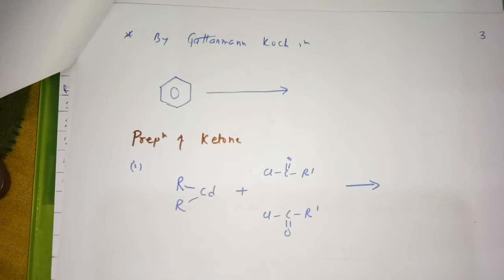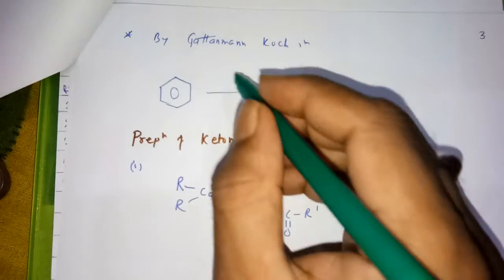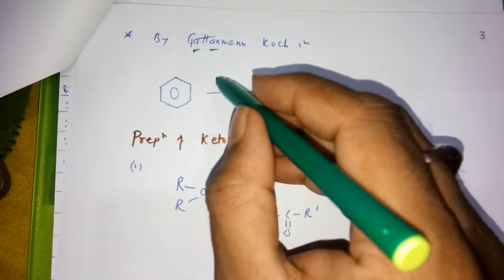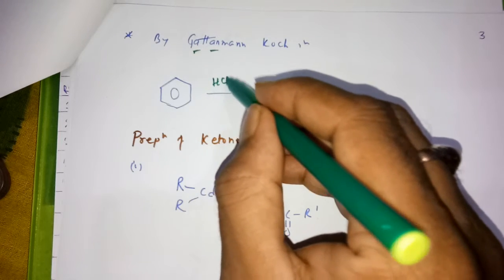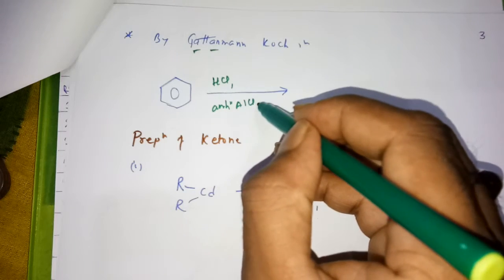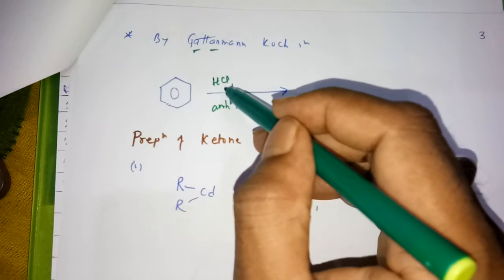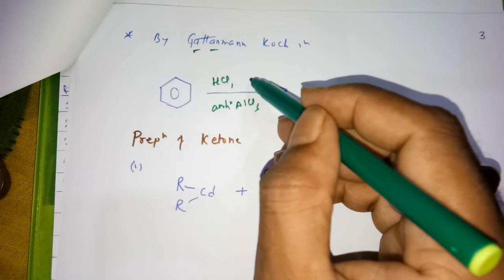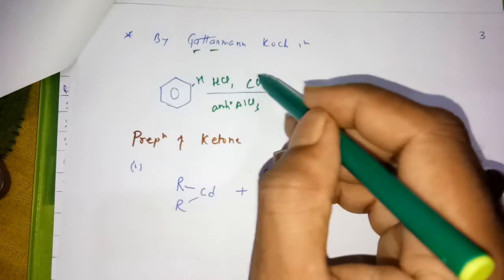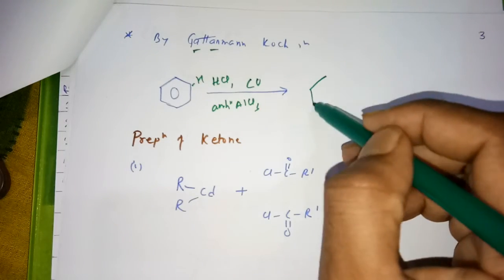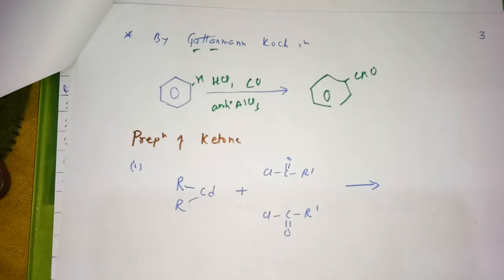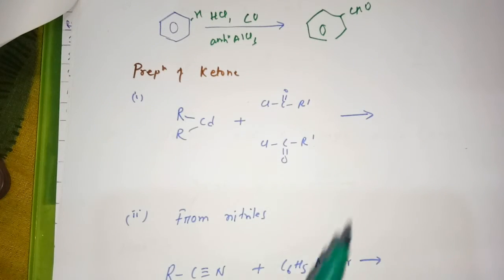Next, by the Gattermann-Koch reaction. In the Gattermann-Koch reaction, the two A's mean acid and anhydrous: the acid is your HCl, then anhydrous AlCl3. Then another one is carbon monoxide. If you consider here hydrogen, then these three form CHO. It is important because benzene is directly converted to benzaldehyde.